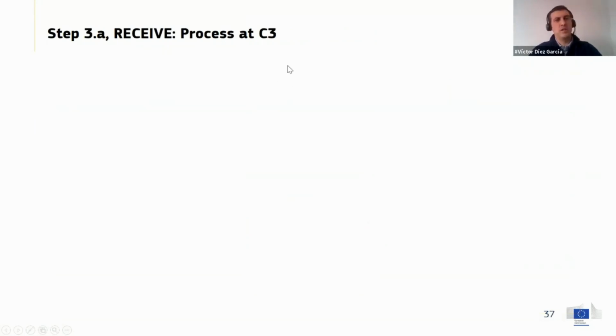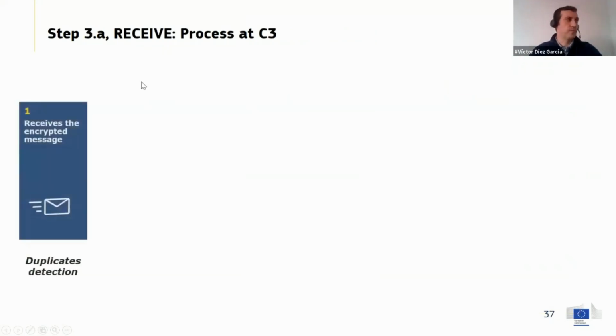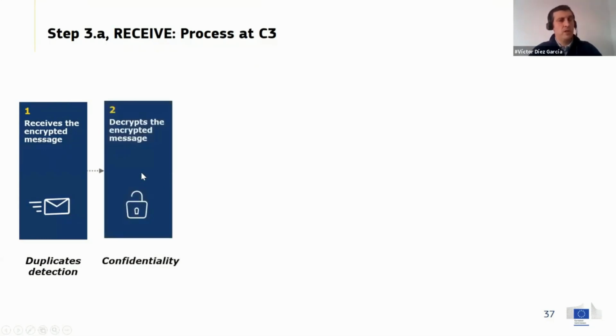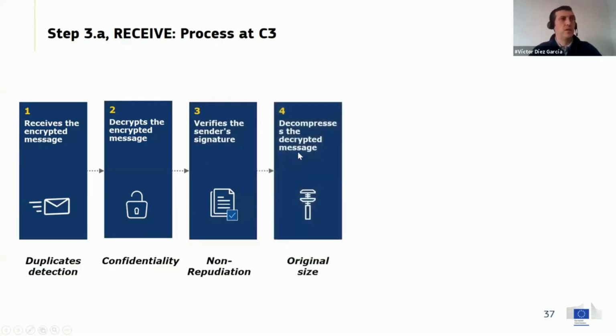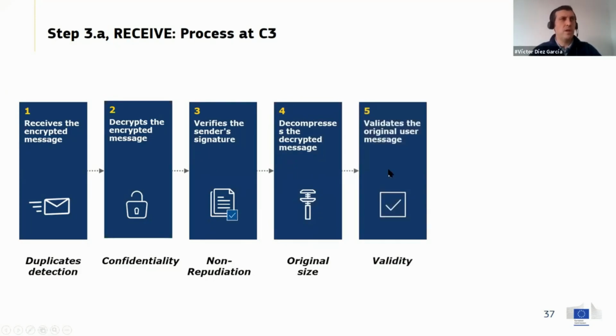Now, what happens at the receiver access point? The receiver access point receives a message. First, it will decrypt the message using its own private key. It will verify the signature of the sender using the public key that it has. It will decompress the message. And it will validate the user.